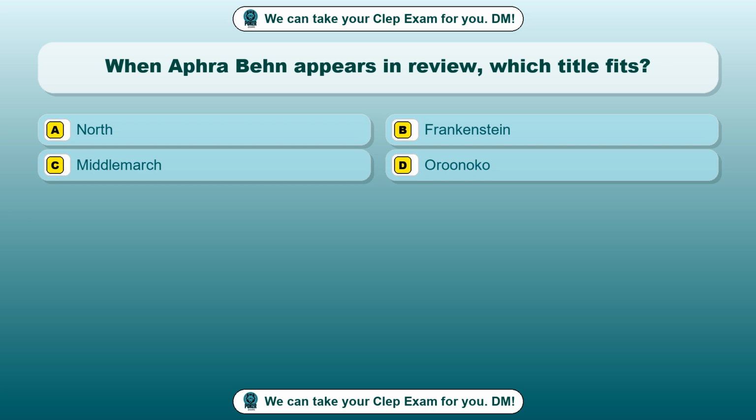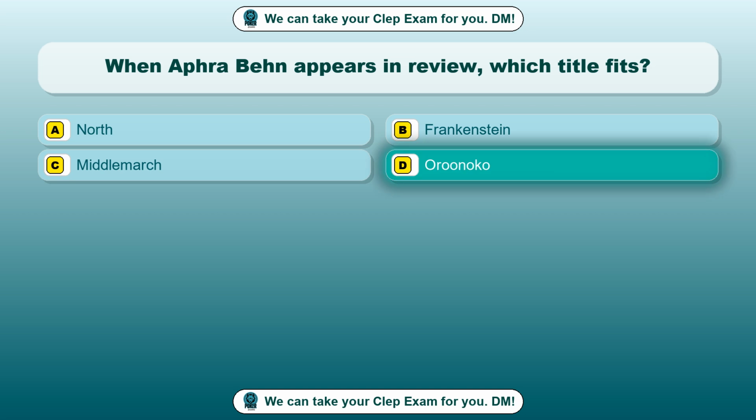Question 98. When Aphra appears in review, which title fits? Option A. North. Option B. Frankenstein. Option C. Middlemarch. Option D. Oroonoko. The correct answer is option D.